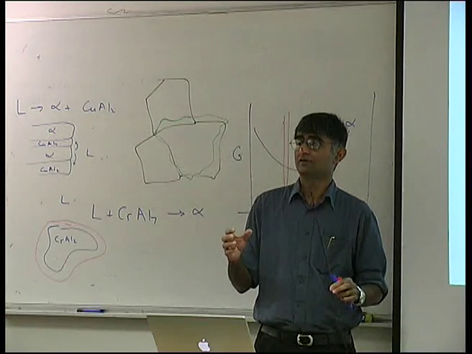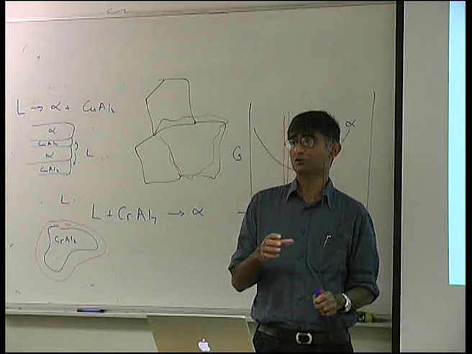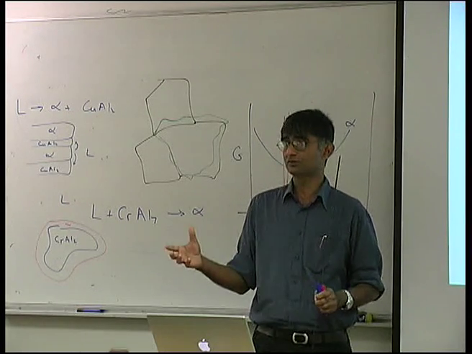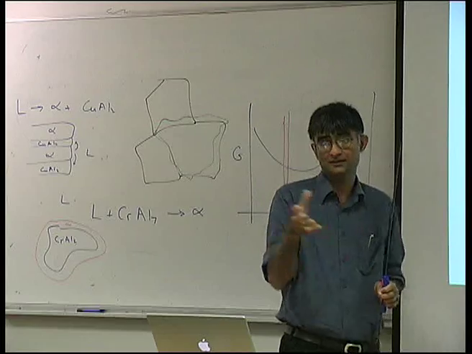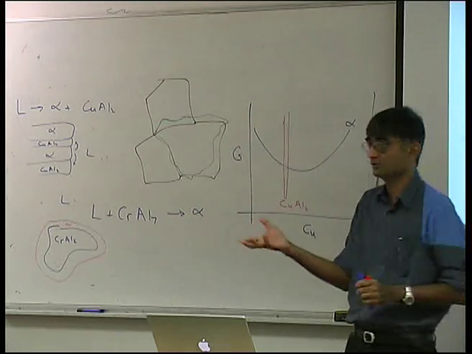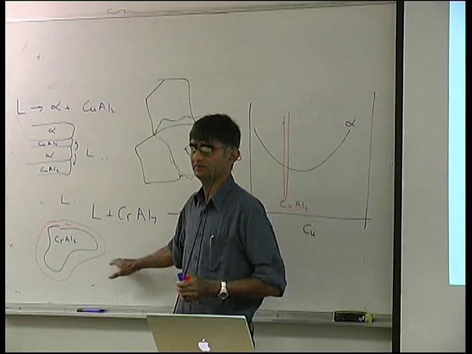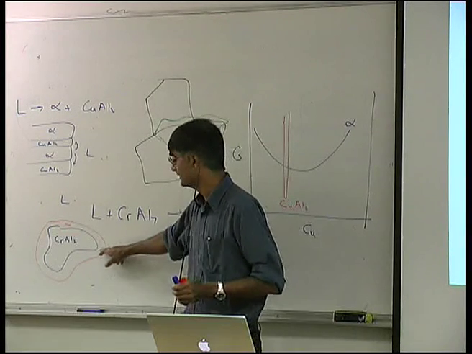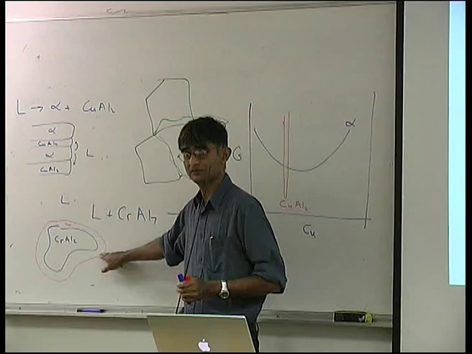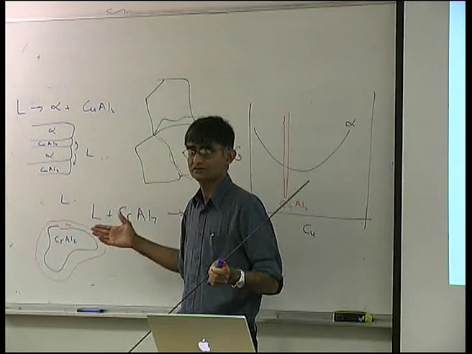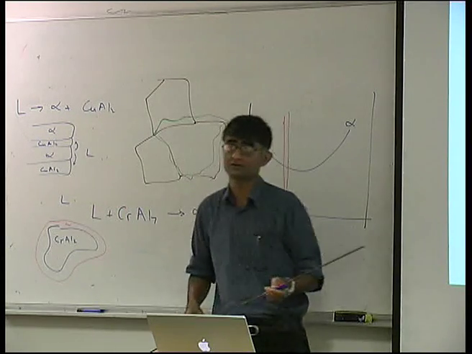And of course, the solid state version of a peritectic is called a peritectoid. Just like we have a eutectic and a eutectoid, the eutectoid involves solid state transformation. In solid state, this would be incredibly slow, because again, as this phase becomes thicker and thicker, solid state diffusion becomes more and more difficult.